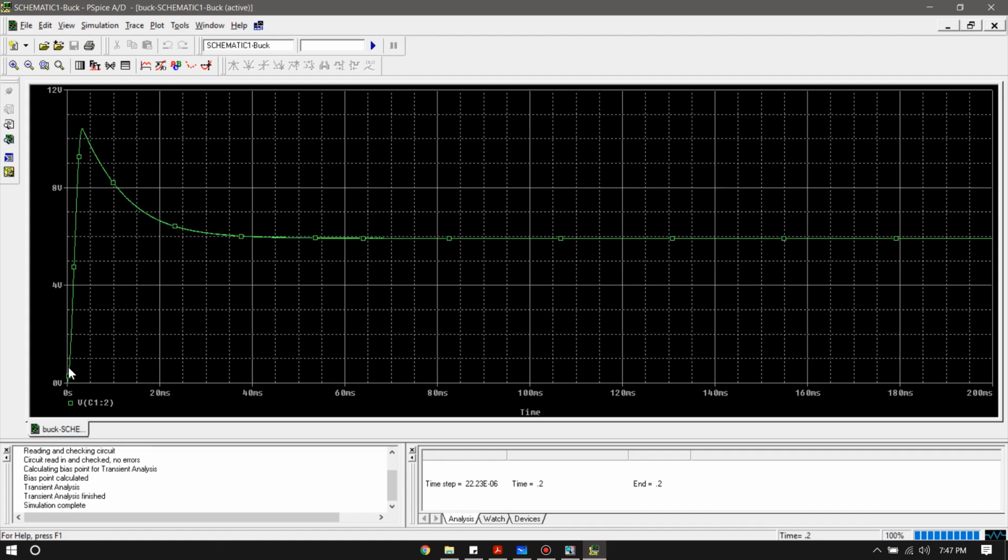Okay, so there is some fluctuation at the beginning because of our inductors and capacitors, but as you can see, eventually we reach a value of 6 volts, right? So with an input of 12 volts, we're getting an output of 6 volts using our buck converter.